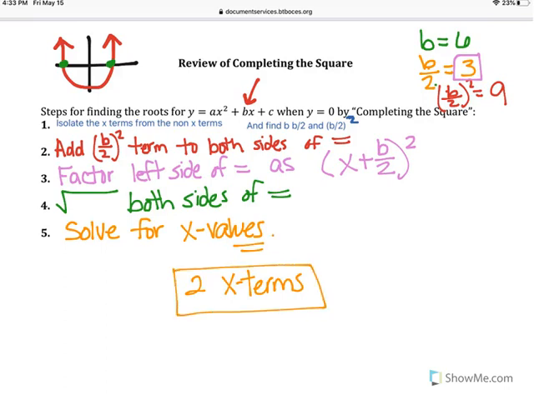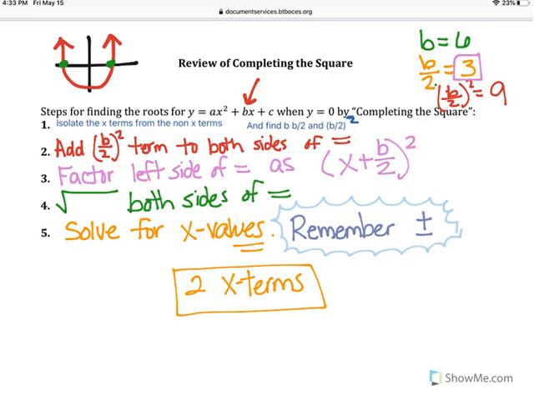And a big important piece that a lot of people tend to forget is that you need to remember the plus or minus. Now, if you forget the plus or minus, you're only going to end up with one x value, and that's how you should be able to tell yourself that this probably isn't right because 99% of the time, we're going to end up with 2 answers, 2 x values.